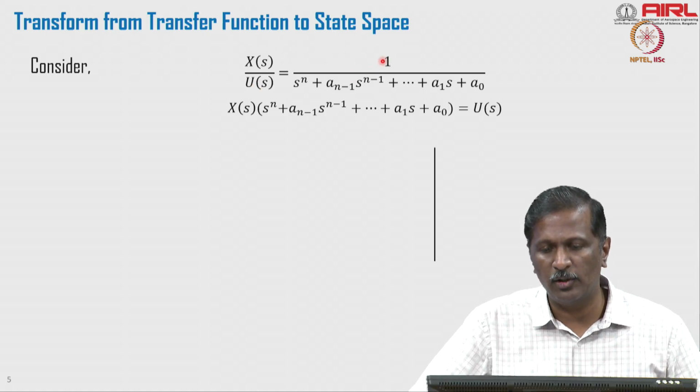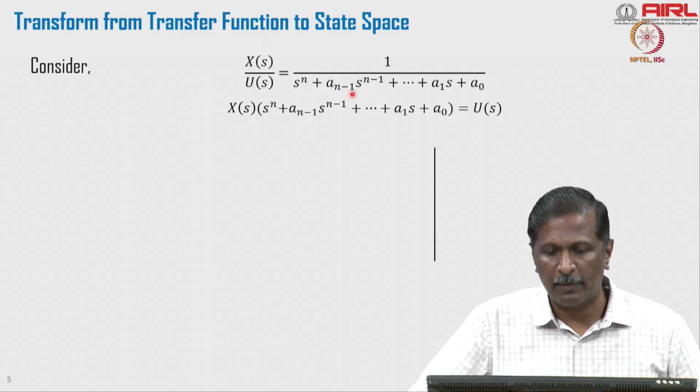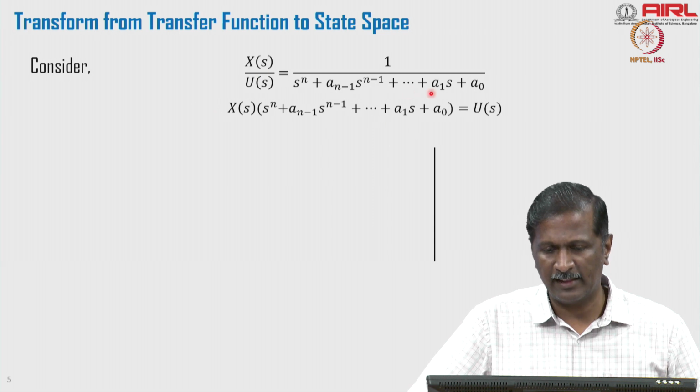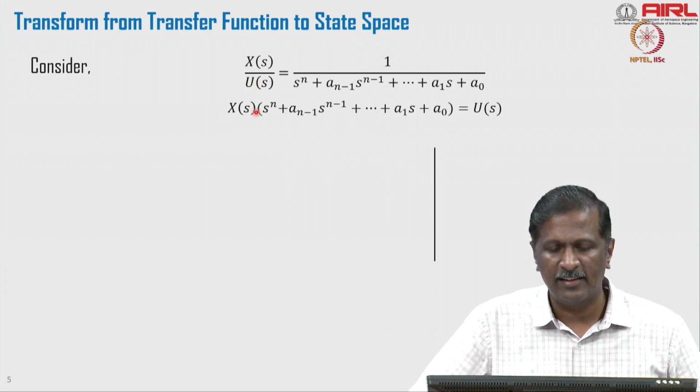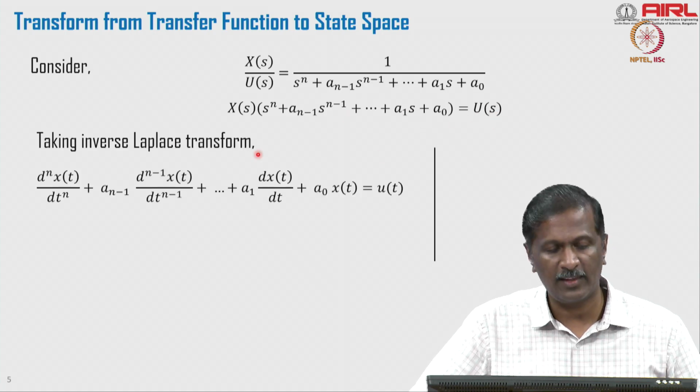The X(s) by U(s) is nothing but 1 by s^n + a_(n-1) s^(n-1), all the way to a_0, right? So take them into the denominator, shift to the left-hand side, then X(s) can be represented in terms of U(s), right?